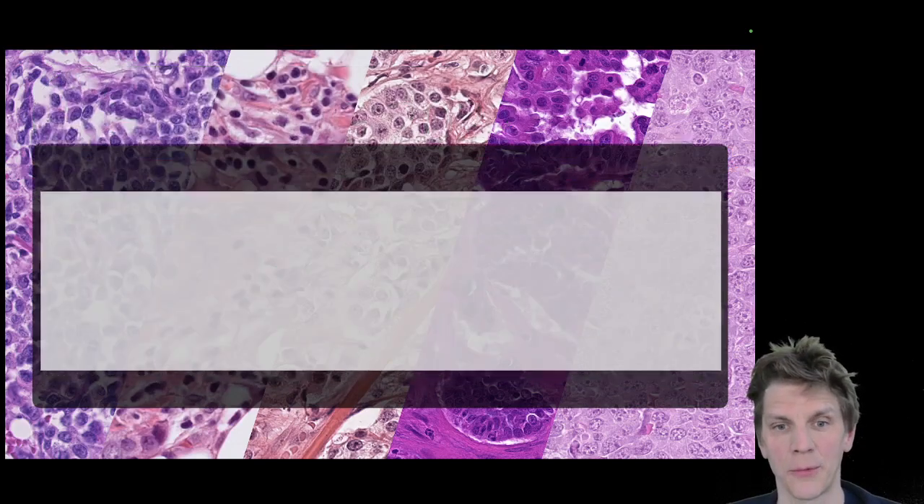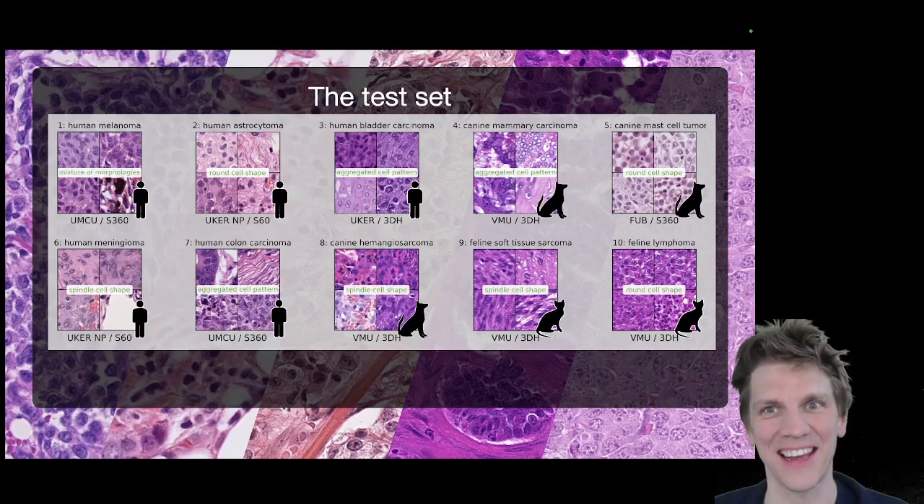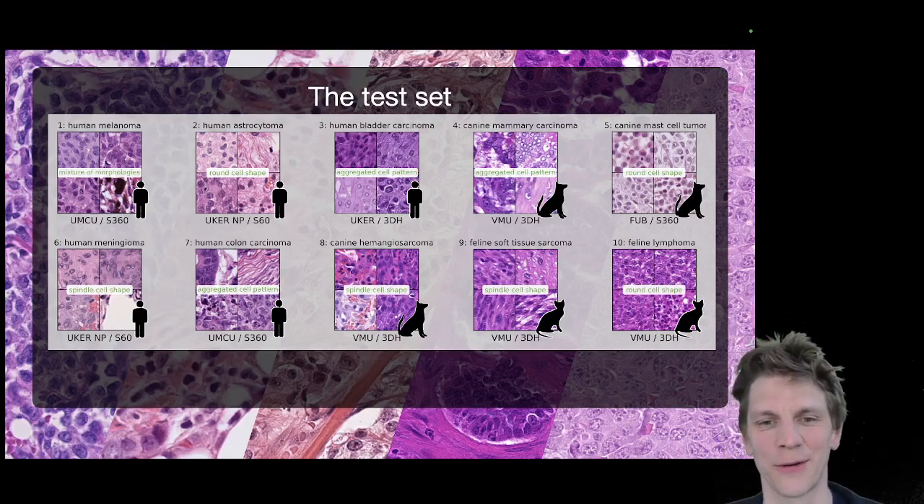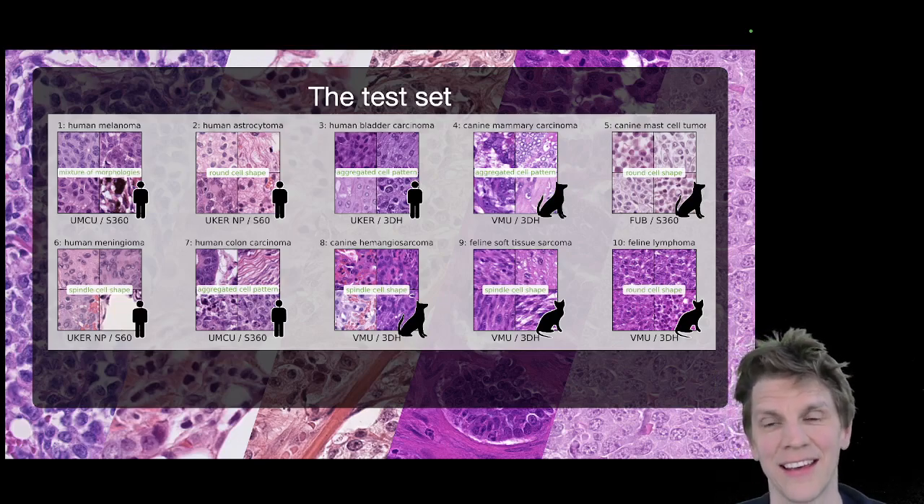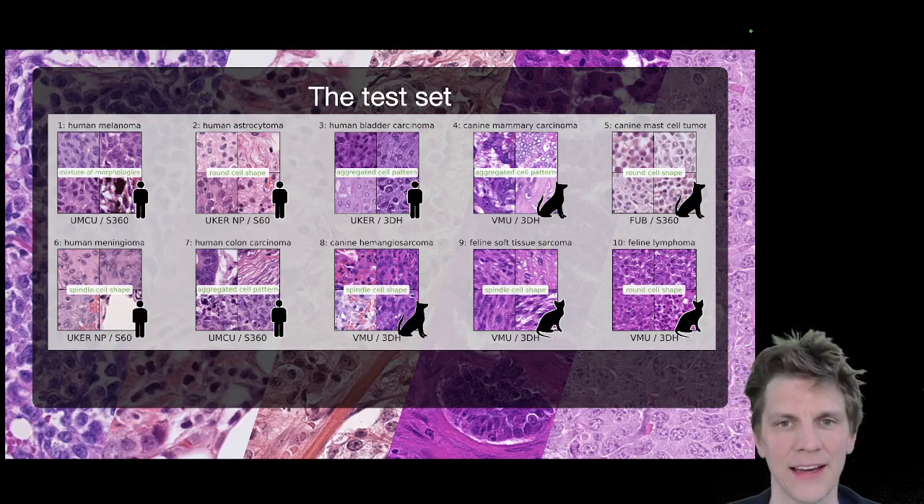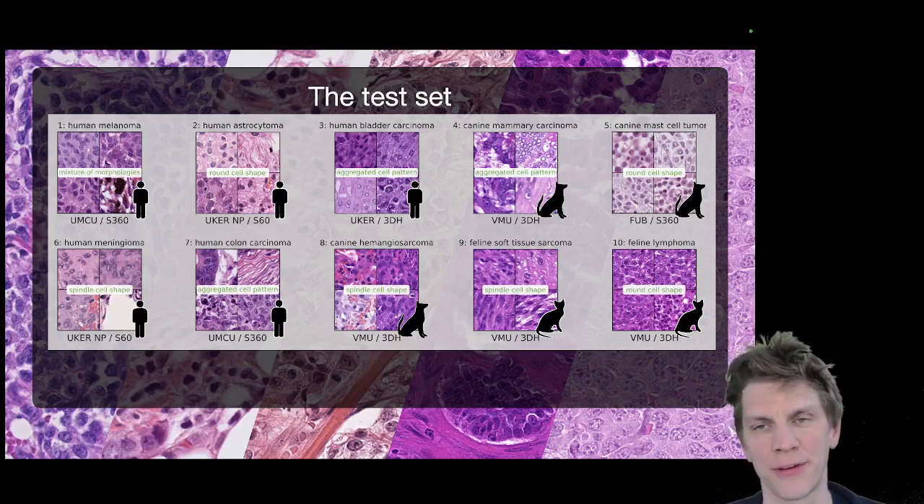Now, we had 6 domains in the training set, and we even had 10 domains in the test set. So even from different species. We had human samples, we had canine samples, so dog samples, and we also had feline samples, or cat samples, in the test set. And we had different kinds of tumor characteristics in there. We had different kinds of species, as I already told you. We even had different kinds of scanners in the test set. And of course, that was quite a challenge for the participants.